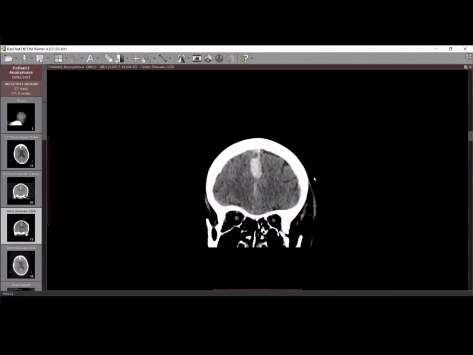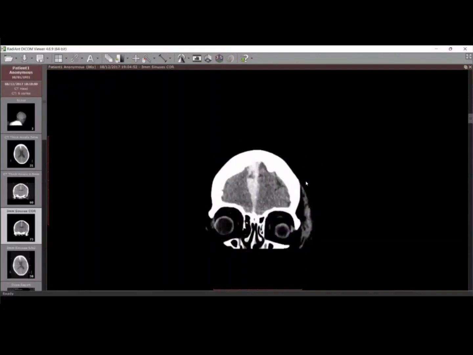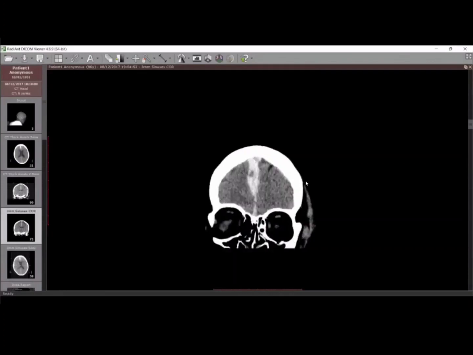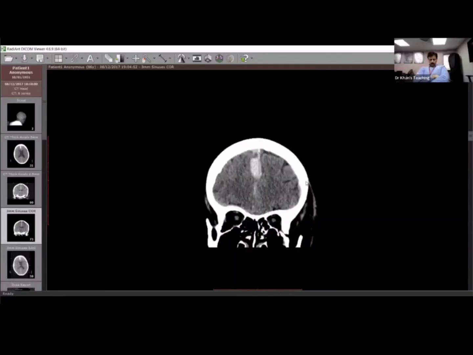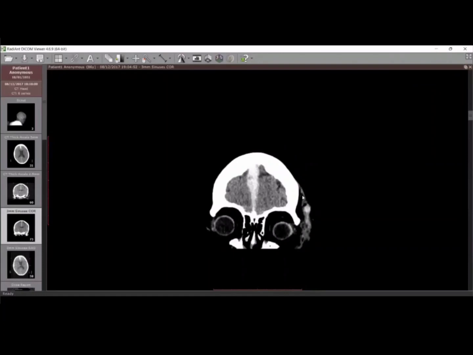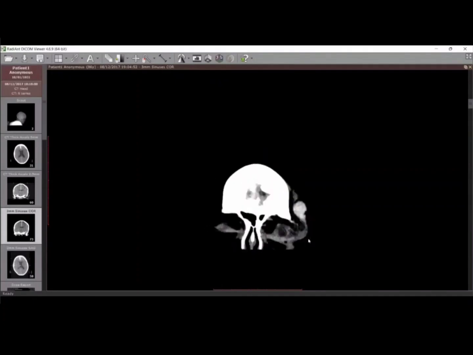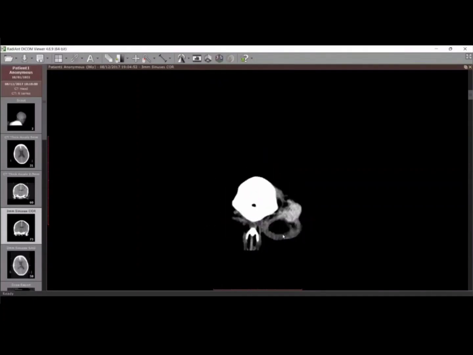I'm just having a look if I'm missing any intraparenchymal hemorrhagic contusion. Look at the soft tissues. There is the subgaleal hematoma and hematoma around the frontal region and the eye in the periorbital region. So this seems to be like an open wound with hematoma involving the left side.